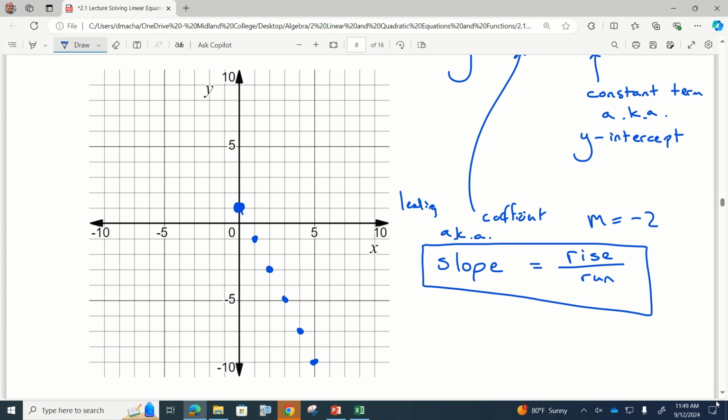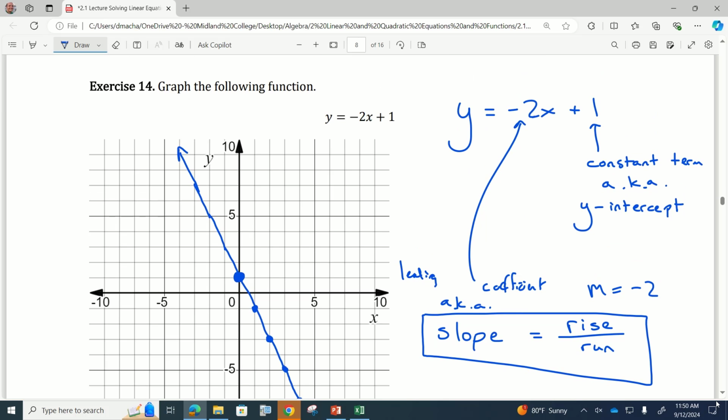If I only know the y-intercept and the slope from looking at my function, I can still make dots by moving to the right 1 unit, moving up or down according to my slope, and connect the dots. And if I were to extend this, because I know for a fact that this is a line, I could also move to the left 1 unit and move up 2 units just to extend my line farther. I'm just going like that too. Does that make sense? Yes, sir.